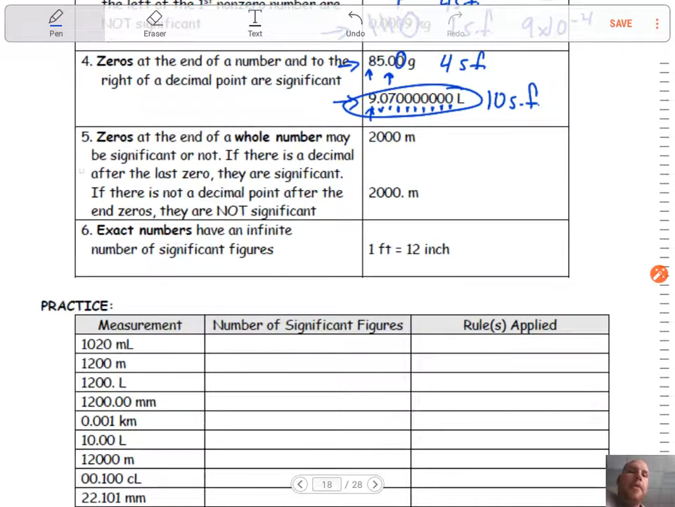All right, number 5, zeros at the end of a whole number may be significant or not. If there's a decimal after the last zero, they're significant. If there's no decimal, so guys, again, you're looking for that decimal. If there's no decimal, just remember, we start on the right side. Nope, nope, nope. 1 sig fig is all I have here, because I didn't have a decimal.